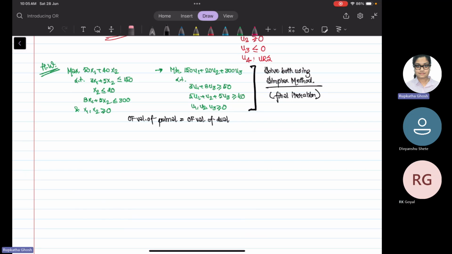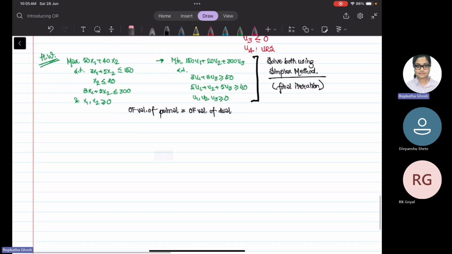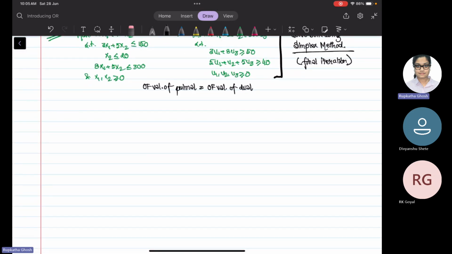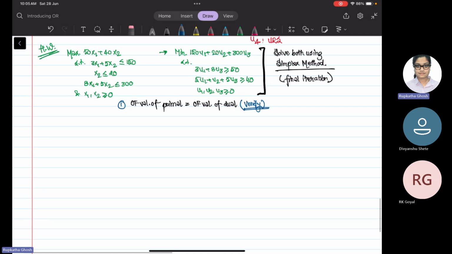Yes. Okay. Now some relationships which I want you to know between a primal and a dual is, so the first was this, as I already wrote. This is something that I want you to verify using both these models. Solve using simplex, simple simplex table, whatever you have left.